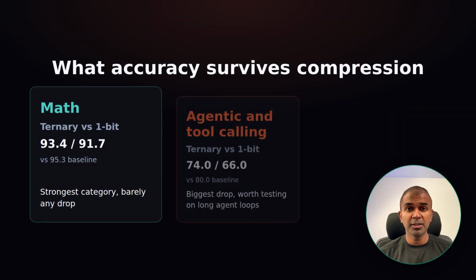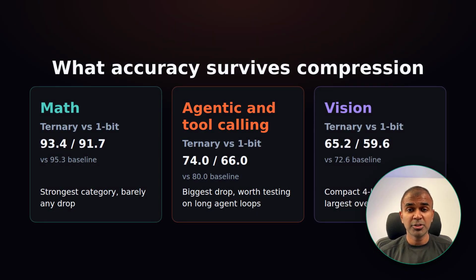PrismML published retention numbers across 15 benchmarks. Math barely moves: 93.4 for ternary, 91.7 for 1-bit against a baseline of 95.3. Agentic and tool calling drops the most, down to 74 and 66. Worth watching if you chain many steps together. Vision falls to 65.2 and 59.6, since the Vision Tower itself runs in a compact 4-bit format.